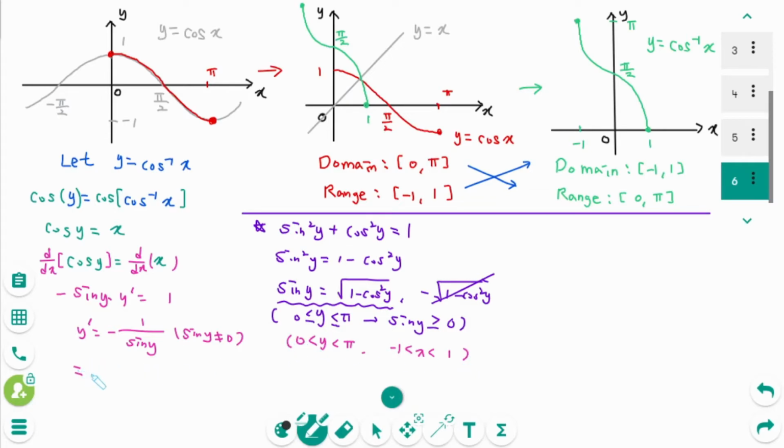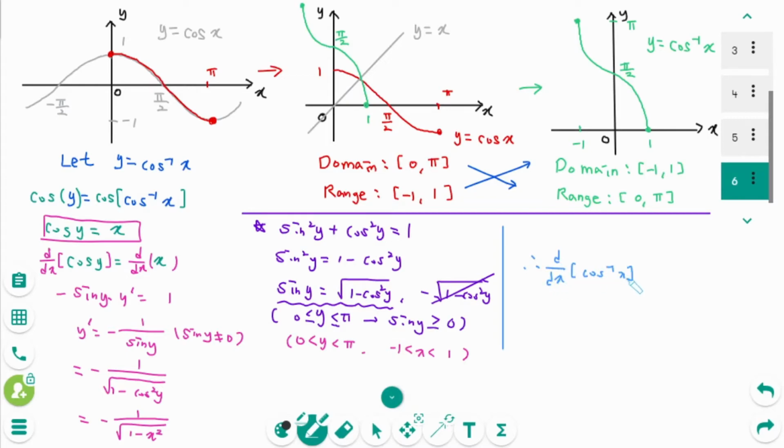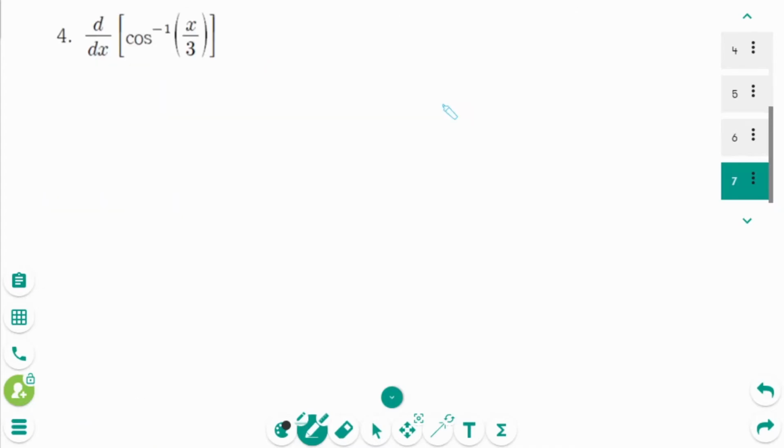Then back to the original, minus 1 over square root of 1 minus cosine squared y equals minus 1 over square root of 1 minus x squared, since cosine of y equals x. Therefore, d dx of arc cosine of x equals minus 1 over square root of 1 minus x squared. Then the domain of x is between minus 1 and 1.